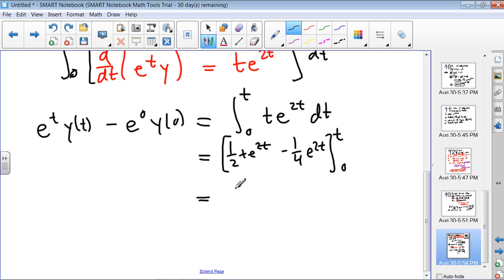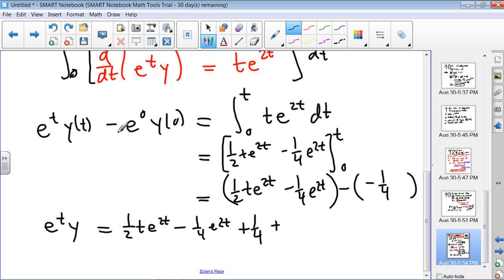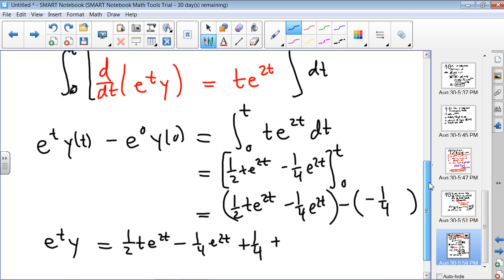So what we get is the actual function itself minus its value at 0. We plug in 0 there, and that goes away, minus 1/4 e to the 0. So we just get minus 1/4. Now let's see what happens. Let's solve here for e to the t times y. It equals 1/2 t e to the 2t minus 1/4 e to the 2t, and then we have plus 1/4 here, and we have this term. So plus e to the 0, which we know is 1, and y of 0, this is where we now use the initial condition. y of 0 is 2.